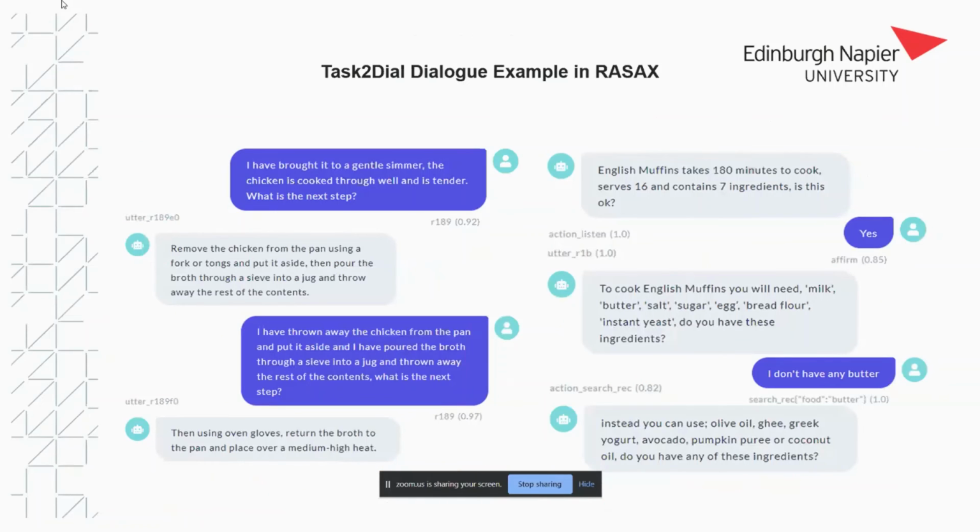And here are a couple of example dialogues from that. On the left-hand side, we can see the common sense use of correct handling. So to move a hot chicken from a pan, use a fork and tongs, or to move something from an oven, use oven gloves. On the right-hand side is the ability to swap ingredients. So things like, I don't have any butter. Instead, you can use olive oil, ghee, Greek yogurt, etc.